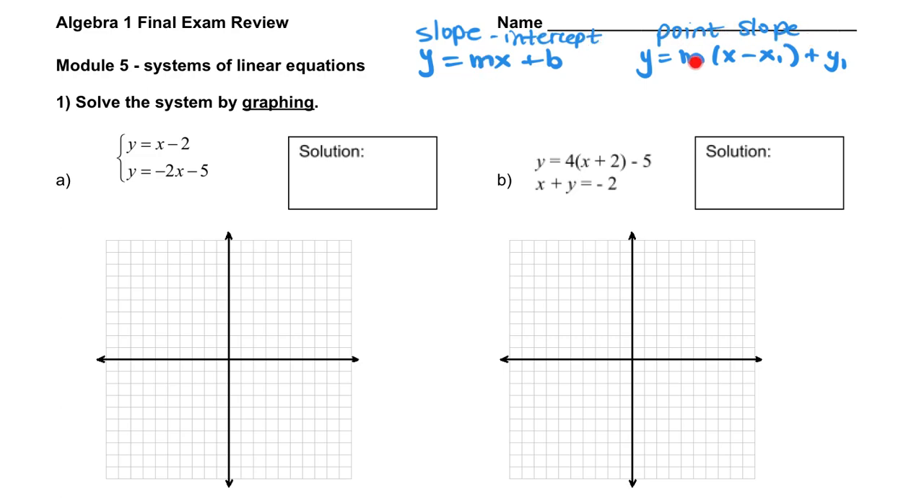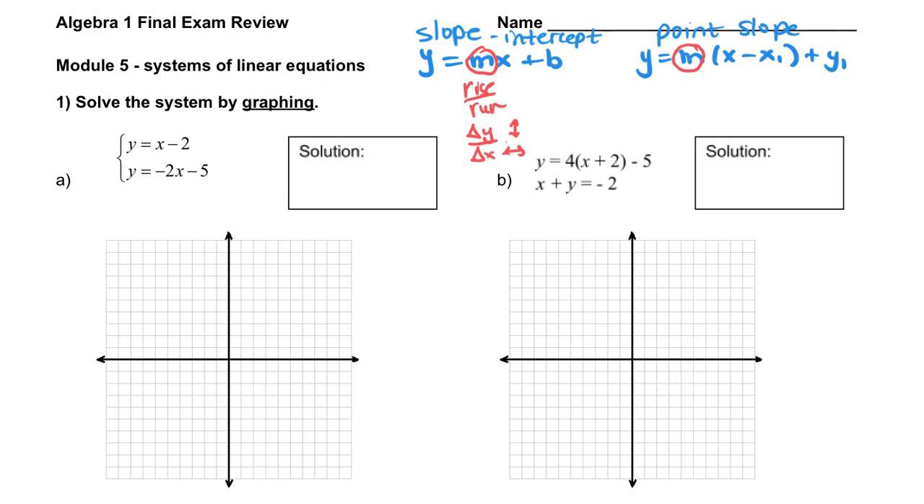Both of them have m, which represents slope. So remember that slope right here represents rise over run. Or you might think of that as the change in y over the change in x. Remember, change in y is your up or down change. Change in x is your left and right change. And that's the same in point slope form as well.